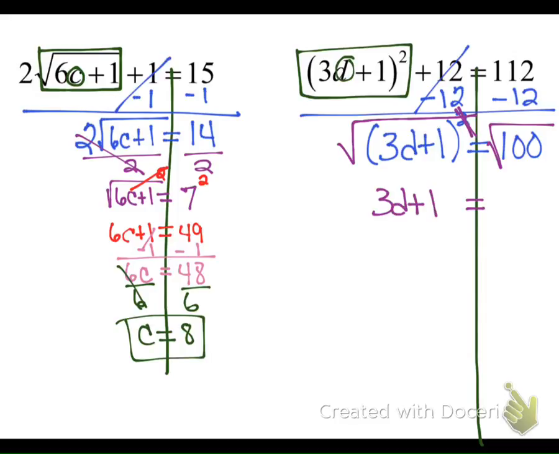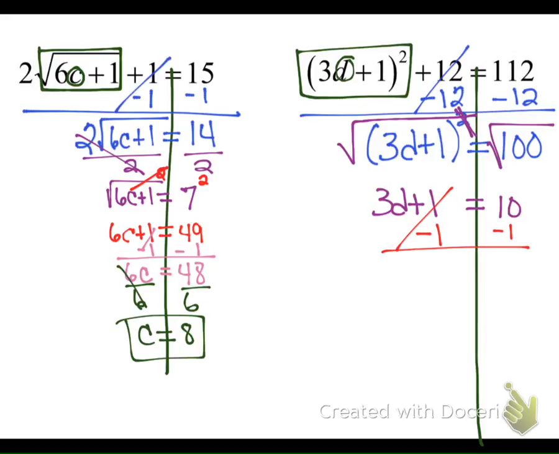Then what's the square root of 100? 10. So that's a perfect square. We don't have to worry about simplifying it. And now I have a two-step equation. So what do I do next? Get rid of the 1.